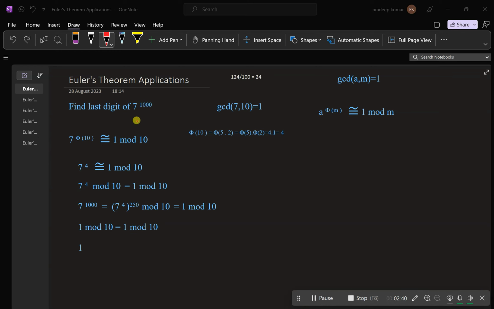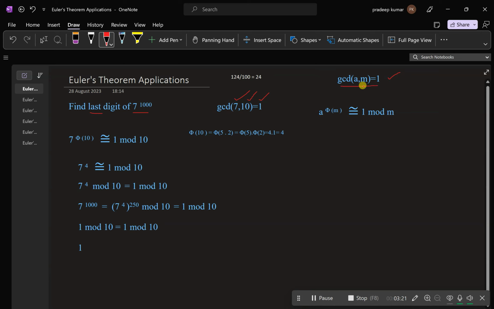In this question they have asked to find the last digit of this very huge number. Once we speak about the last digit, we should divide the number by 10 and take the remainder. First we'll apply the first formula. Since we are dividing by 10, we first check whether the GCD of 7 and 10 is equal to 1. You'll find the answer is 1, so the first formula is satisfied.